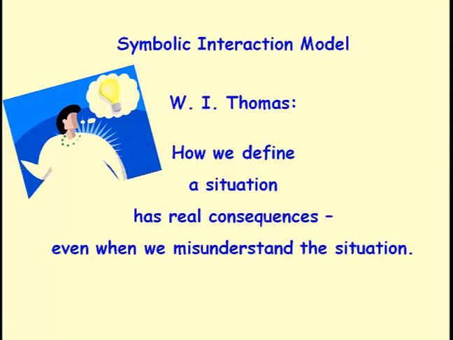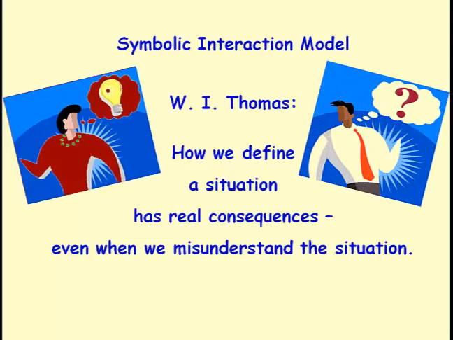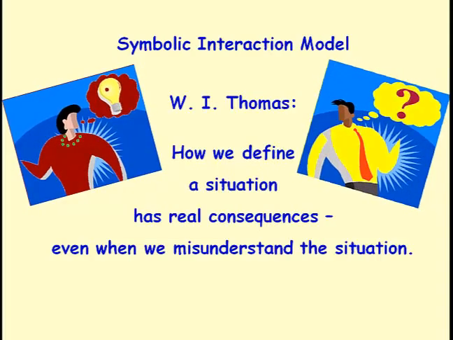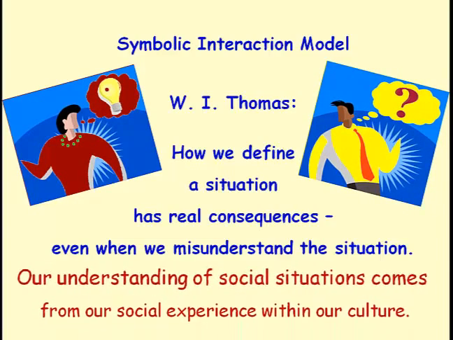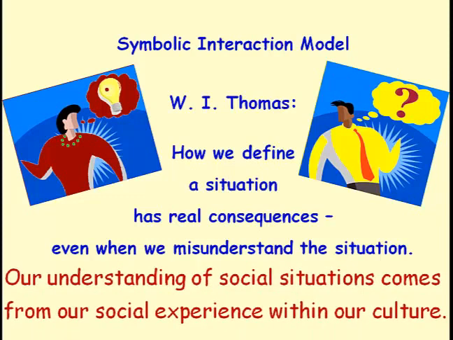So symbolic interactionism is also associated with the W.I. Thomas theorem. The W.I. Thomas theorem states that how we define a situation has very real consequences, even when we misunderstand a social situation. And once again, although the symbolic interaction model is looking at individual level behavior, since our understanding of this behavior comes from our cultural experience, this is how this theory makes it into sociology, which is the study of societies.